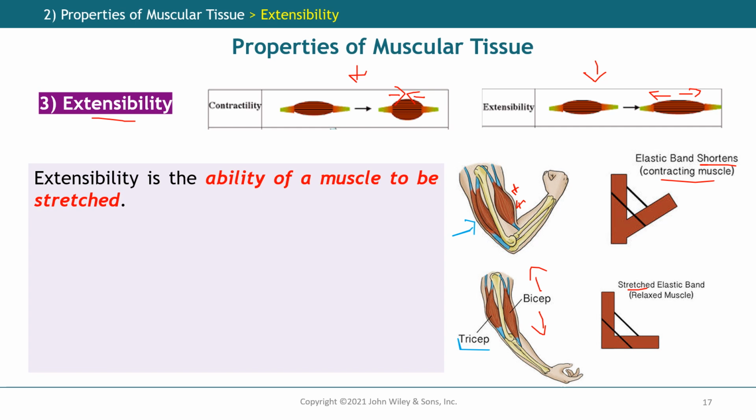When the bicep is contracted, the tricep is extended. You see that the tricep here is much longer. And when the bicep is extended, the tricep needs to contract. So here it got very short.